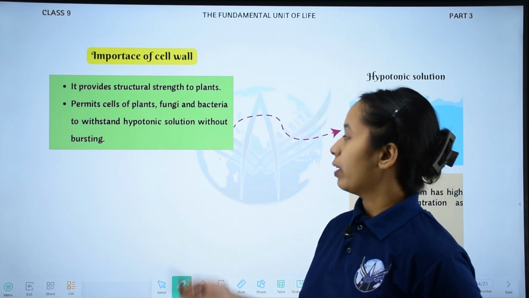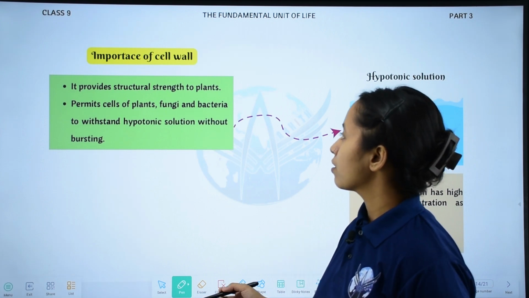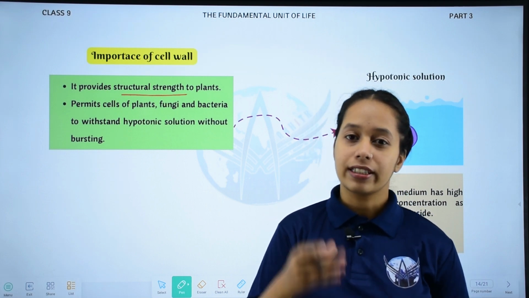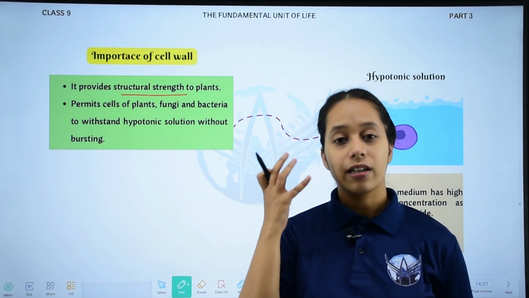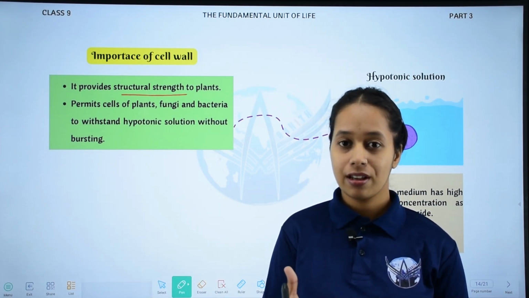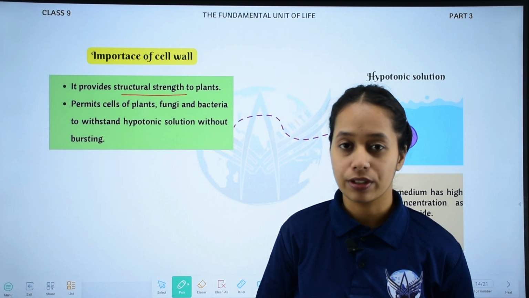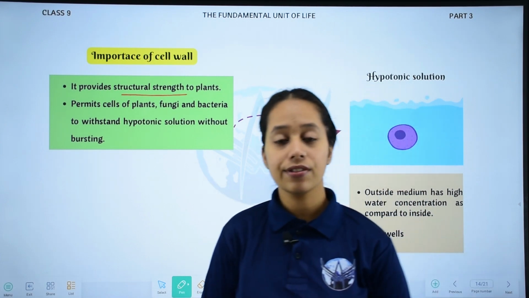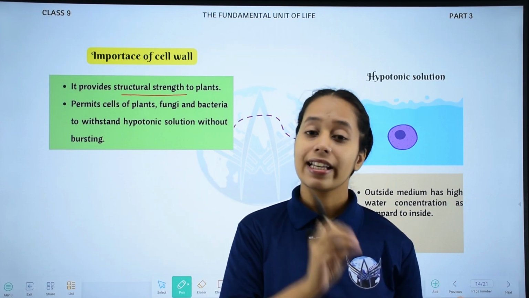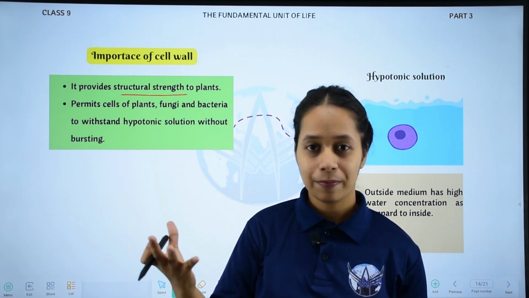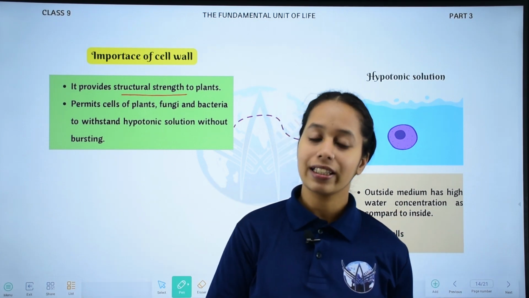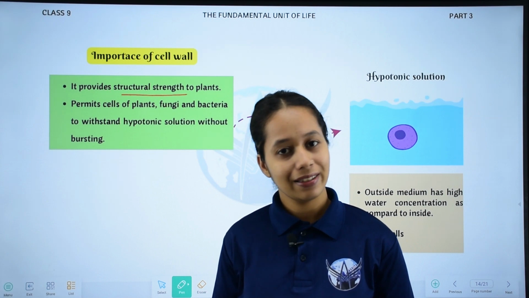Number one, it provides structural strength to the plants. Just now we have studied that cellulose, the substance which makes up the cell wall, gives structural strength. A cell wall is made up of cellulose, so indirectly we can say that a cell wall gives structural strength to the plant cells.